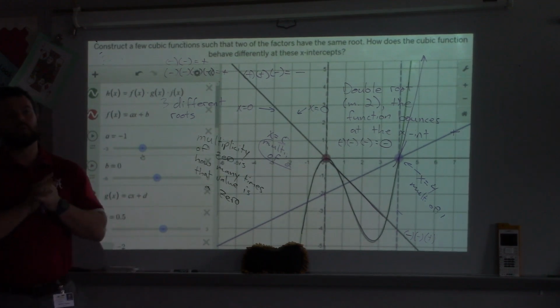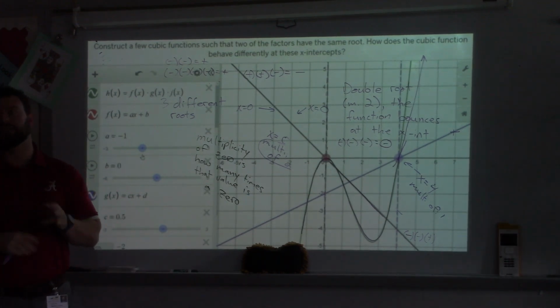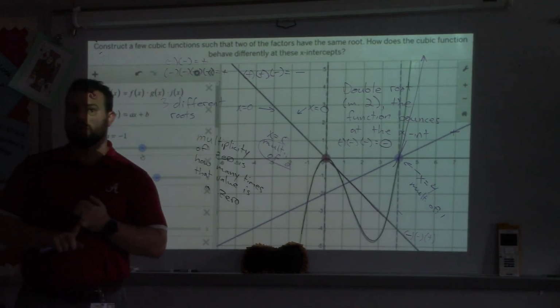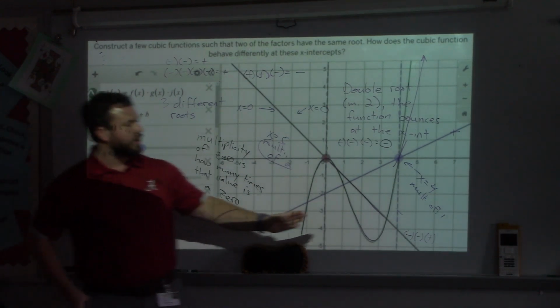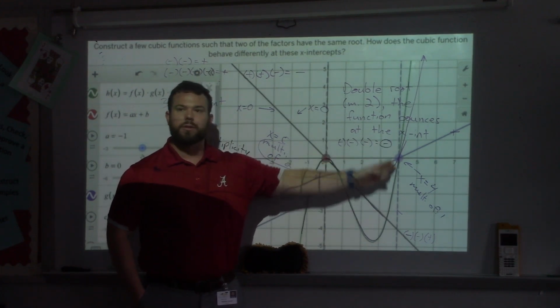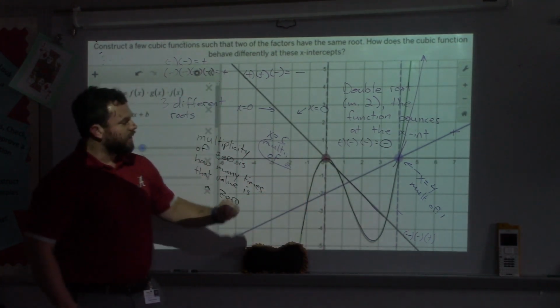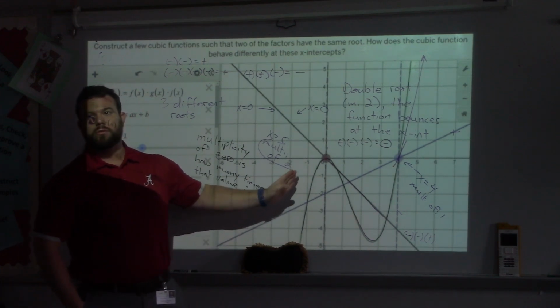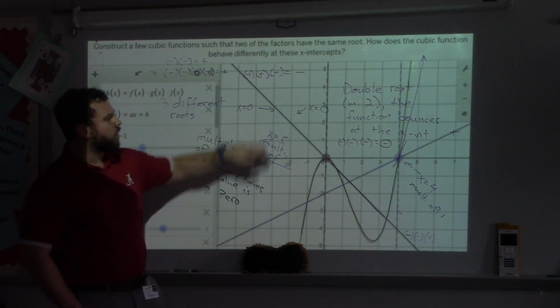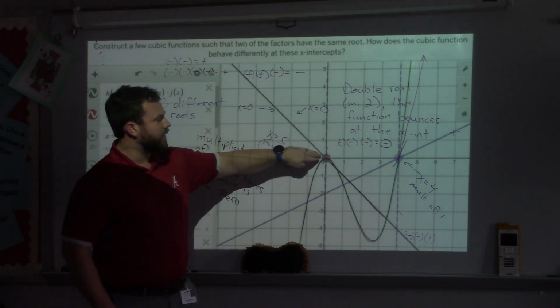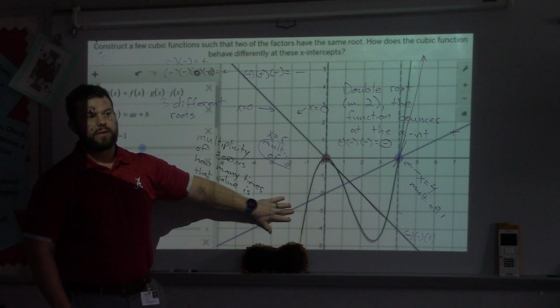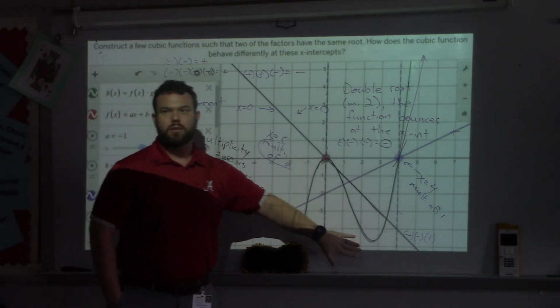Alright. So, here's what I need y'all to notice, and I need you to pay attention to. If it's a single root, what's the function going to do with that x-intercept? It's going to go through it, okay? If it's a double root, it's going to bounce off of it. So if it was already positive, it would bounce and then go back to being positive. If it's already negative, it's going to bounce and go back to being negative.